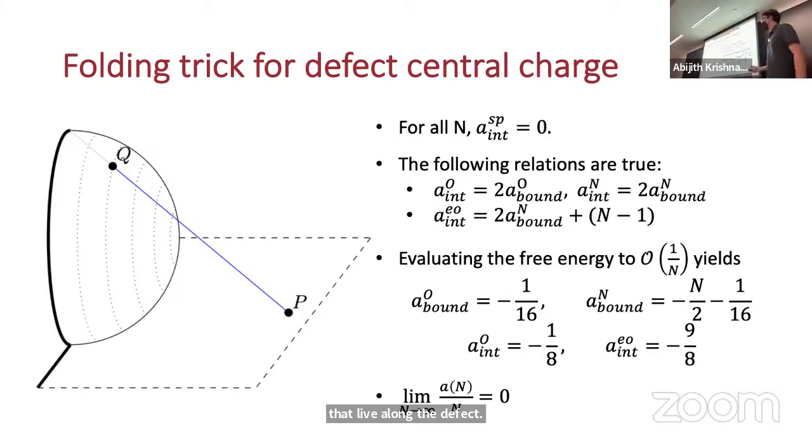If we go through this calculation and evaluate the free energy to subleading order in n and 1 over n, we get the following results. And moreover, for the ordinary, extraordinary, and special universality classes, we find that a over n goes to 0 as you take n to infinity, which means that as n goes to infinity, we get a line of fixed points.